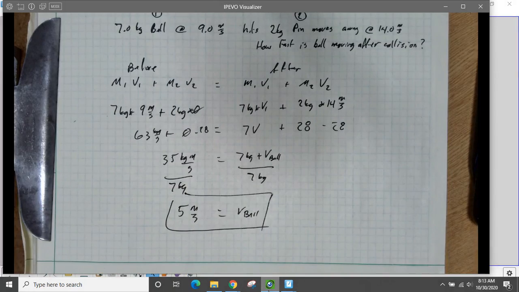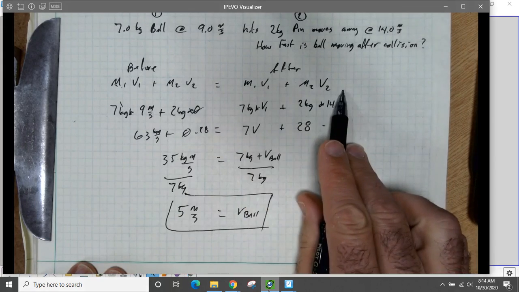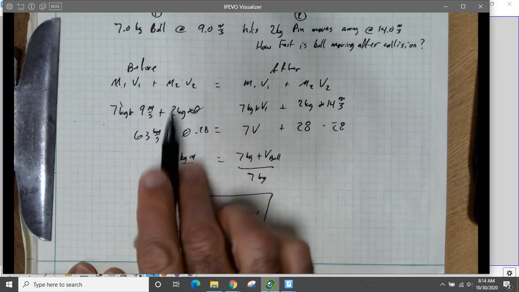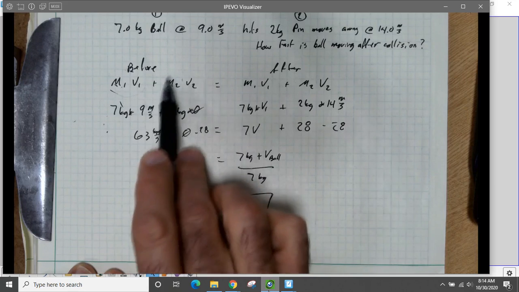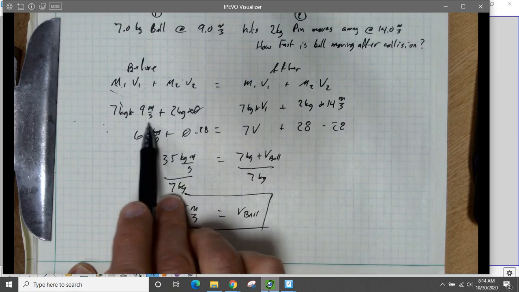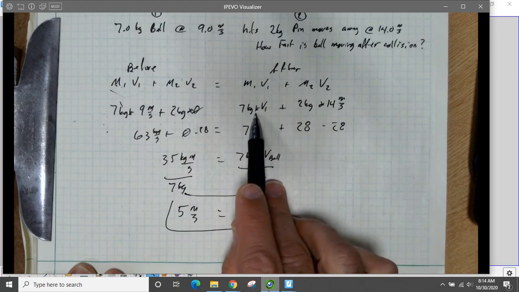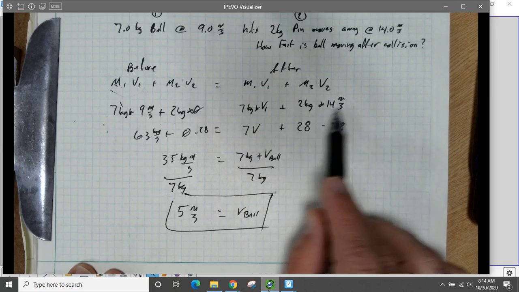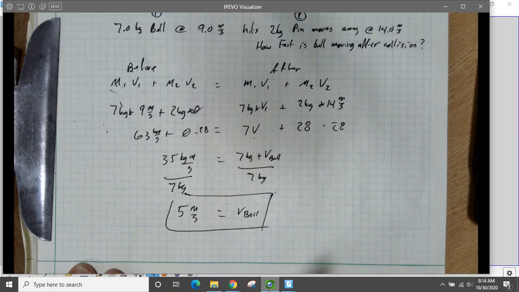You may want to watch that once or twice, but that's how we do it. We set up our equation for conservation of momentum. We plug in the values for each piece, ball before the collision, the pin before the collision, add them up, and we get a total momentum of 63. Then the ball after the collision and the pin after the collision. We have all the numbers for the pin, and we can solve for the speed of the ball. There it is, comes out to be 5 meters per second.